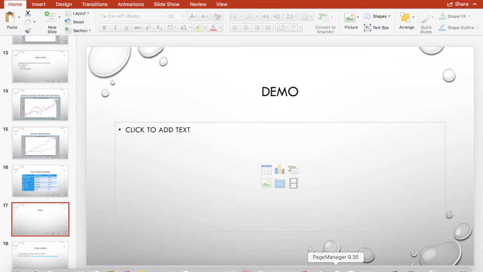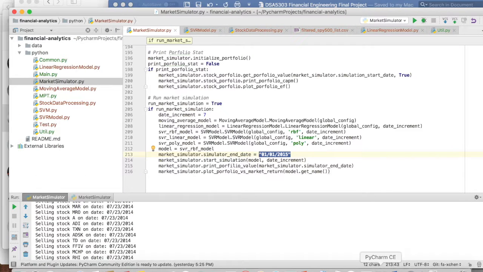Now I'll do a demo to show how the application works. What you see here is my project repository. First of all, before I run the simulation, I have to set the simulation end date to a shorter date, otherwise it could take some time for the simulation to complete. So I set it to 1 year from January 1st, 2015, which is 1 year of simulation.